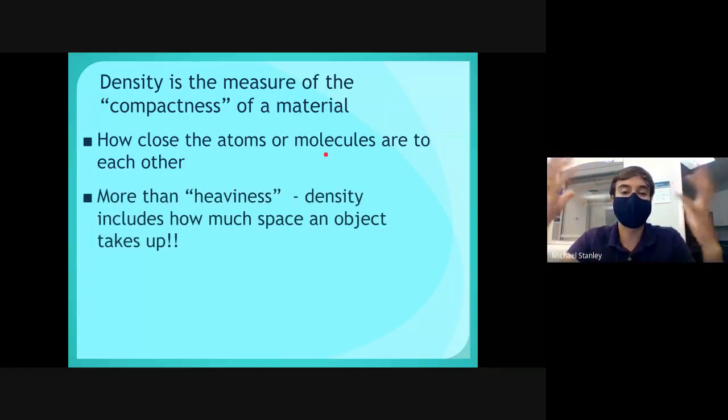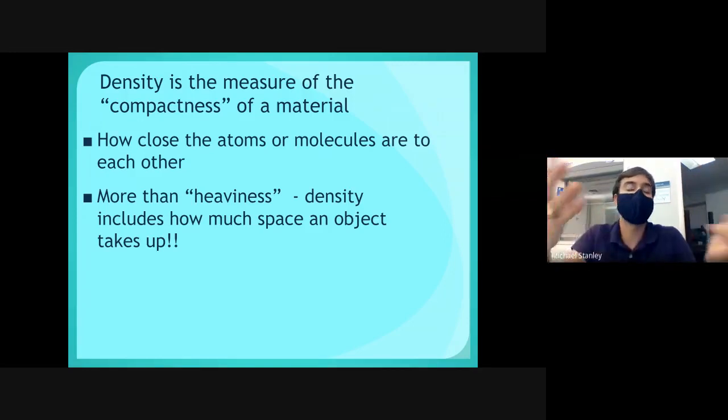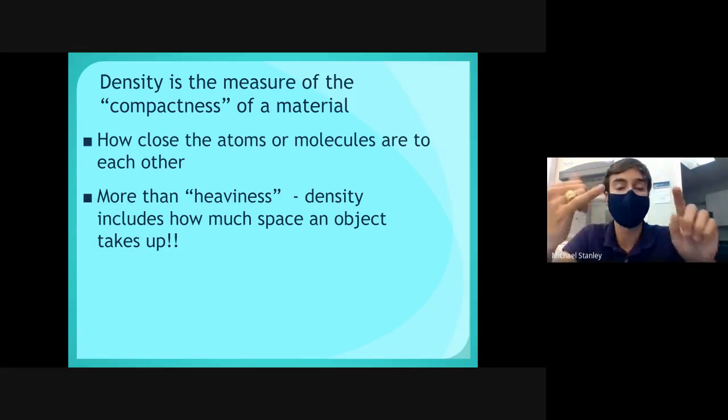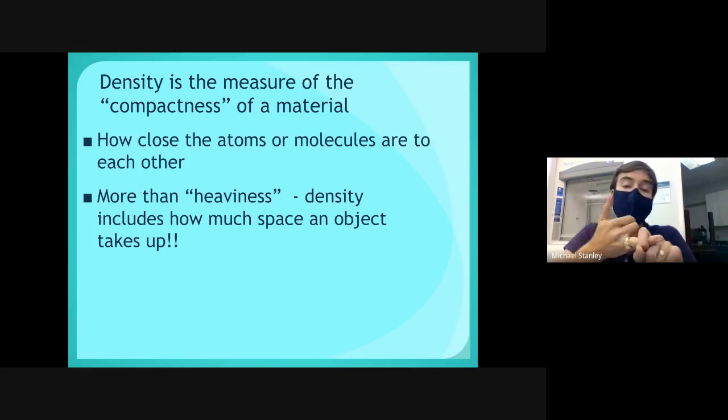So density is not just heaviness. You might think, oh, a really dense object or a really heavy object has to be really dense. Not necessarily. Density also involves how much space an object takes up. So just because an object is really big and really heavy doesn't necessarily mean that the object is dense. Instead, density is a combination of both heaviness and volume together.